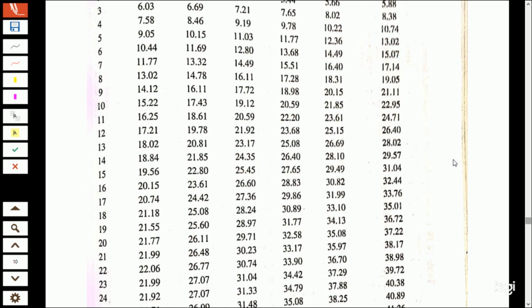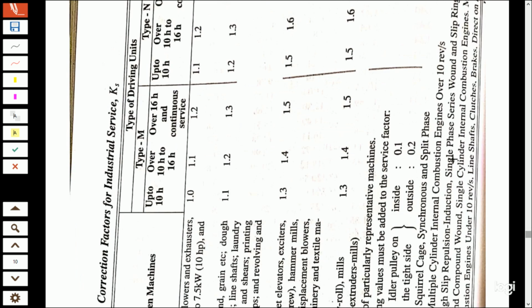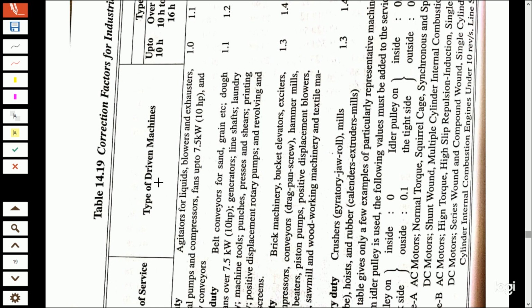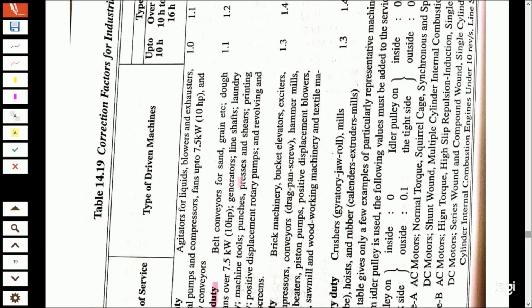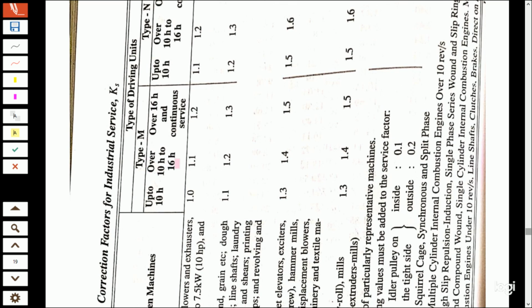So let us go to table number 14.19. This is the table number 14.19. Since there is nothing specified in the question, they haven't specified any operating condition, I will assume a medium duty. That is going to be my assumption. I am going to assume that the belt is a medium duty belt that runs 10 hours to 16 hours, and that it is type M. If they want some other type, they have to specify that.